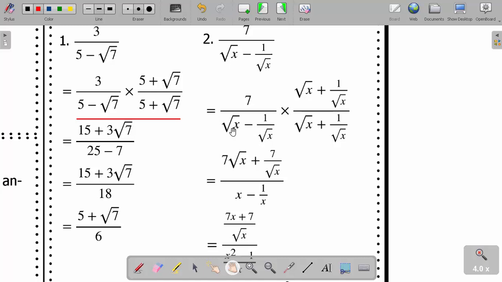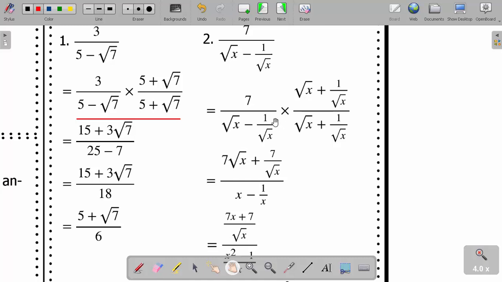So again, you see here, this is a difference of 2 squares again. So it will be easier for me to simplify. It's going to be actually x minus 1 over x, because whenever I square a square root, I get the term under the root. Hope we are together. Whenever you square the square root, you get what? The term which is under the root.